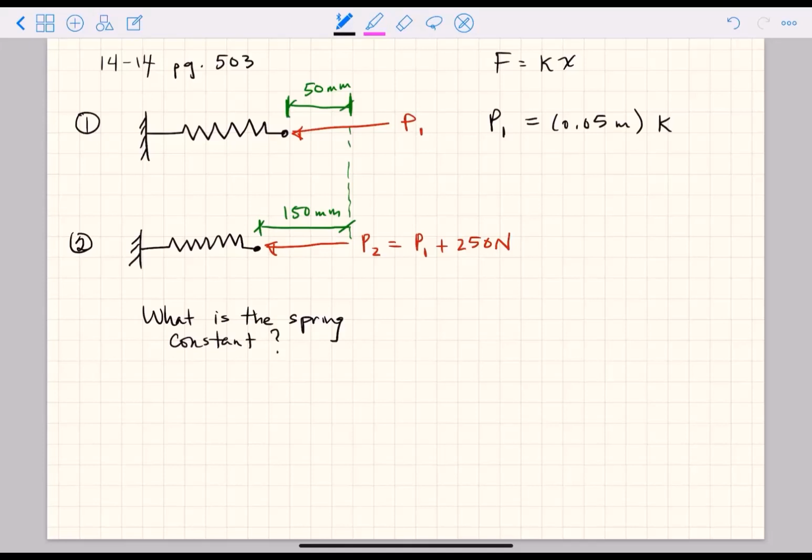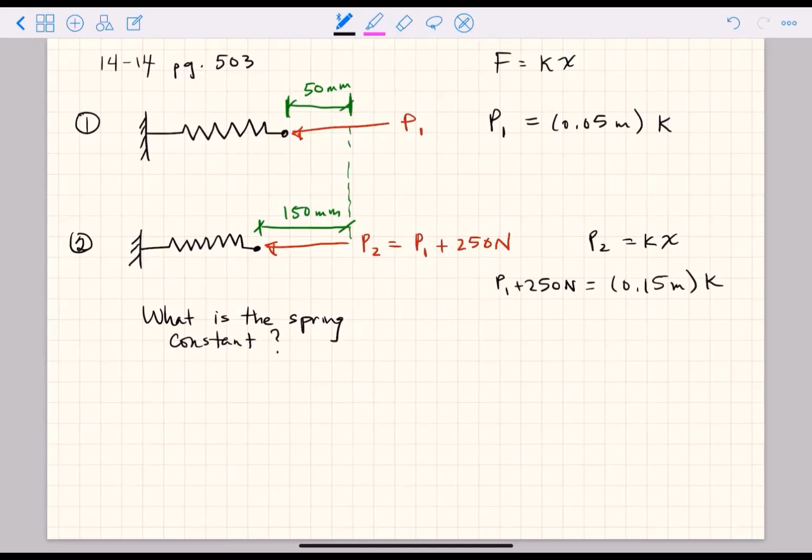Equation 2 would be very similar. I'm going to start with F equals Kx, so it would be like saying P2 is equal to K times its X. I just stated right to the left of this equation that P2 is equal to P1 plus 250 newtons. So let's use that instead. So P1 plus 250 newtons is equal to K times X. I can either put Kx, it doesn't matter what order. For X, it's 150 millimeters. So that really is just like saying 0.15 meters times K.